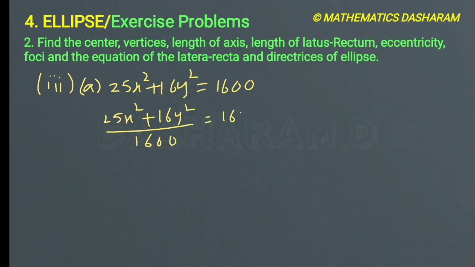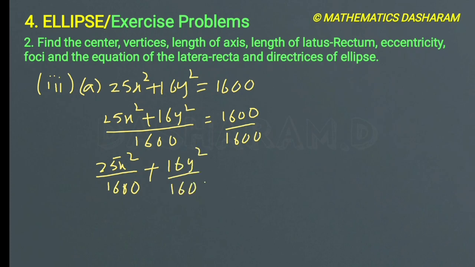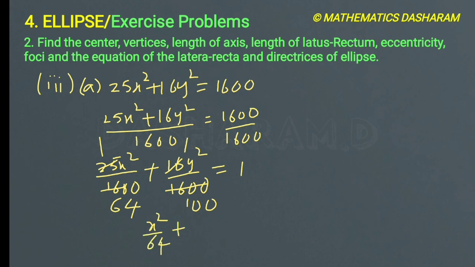It is equal to 1600 by 1600. Now split into two fractions, 25x square by 1600 plus 16y square by 1600 equals 1. Here 16 ones are 16, 1600s are. Next, 25 ones are 25. 6 are 150, remainder 10, 25 fours are 100. So then the standard form is x square divided by 64 plus y square divided by 100 equals 1.